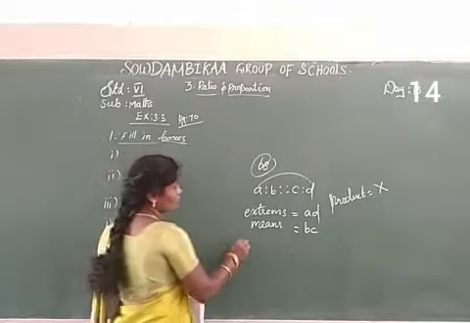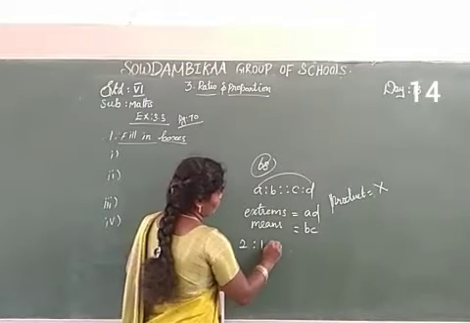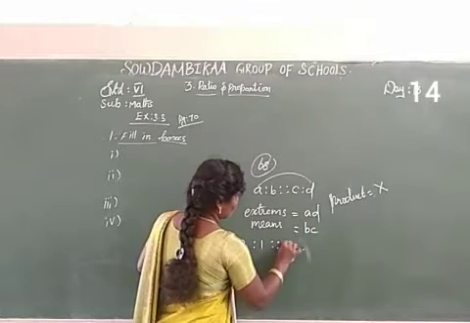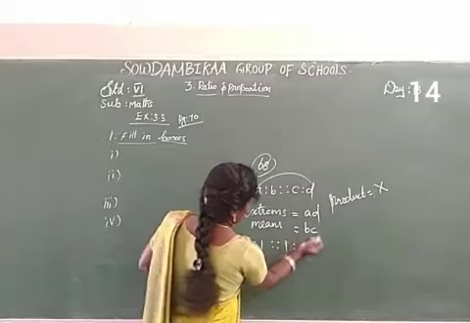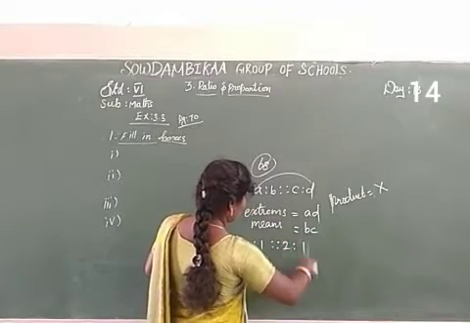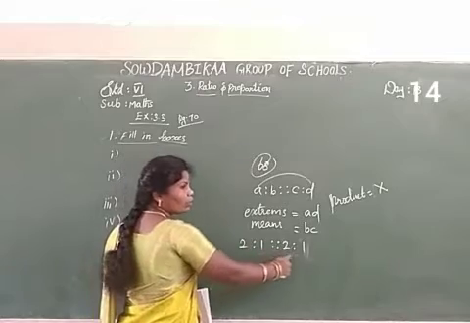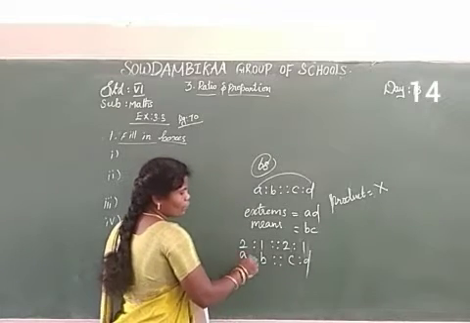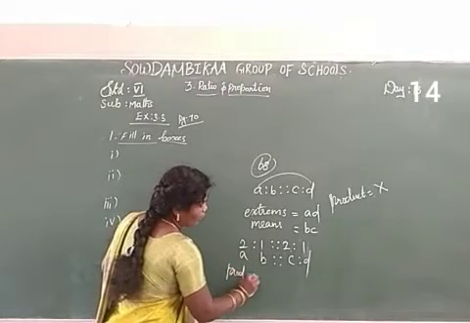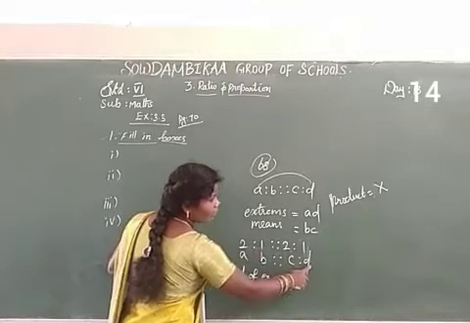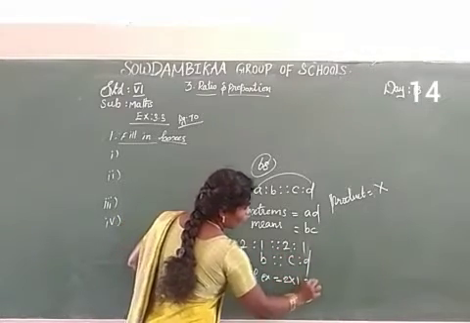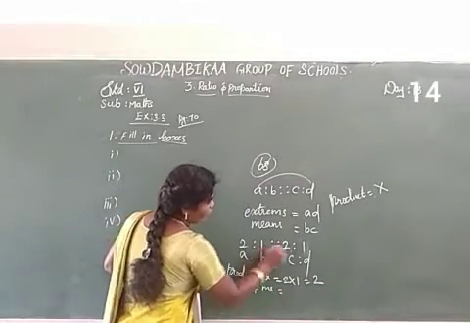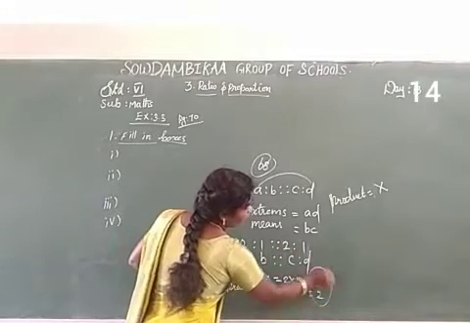For example, 2 is to 1 is equal to 2 is to 1, A is to B is equal to C is to D. Product of extremes, multiply the extremes. A into D, 2 is to 1, 2. Product of means, 1 is to 2, 2. We will get the same answer.